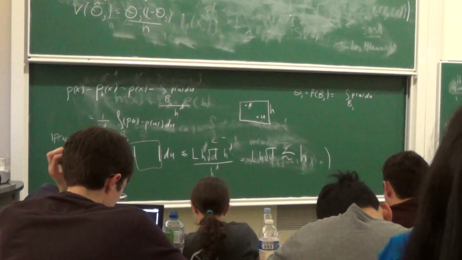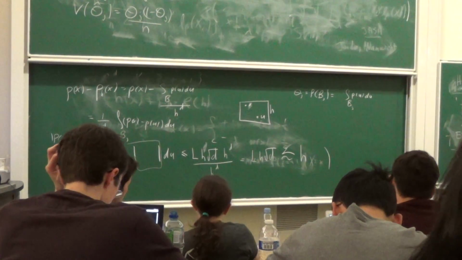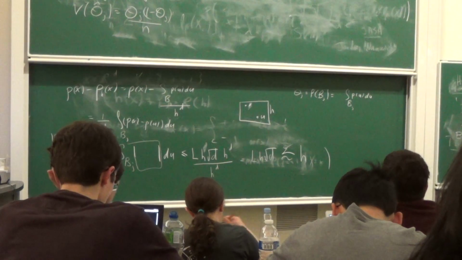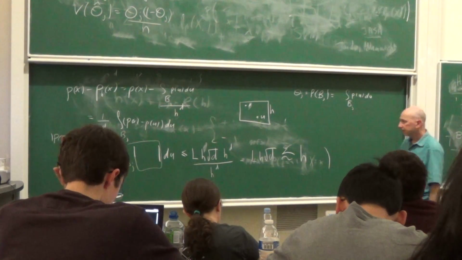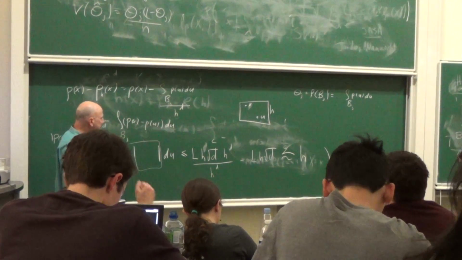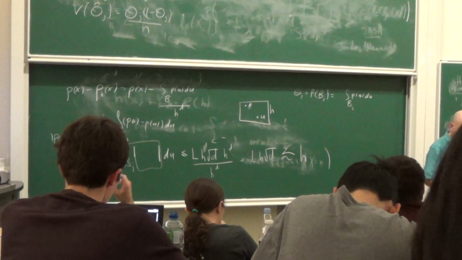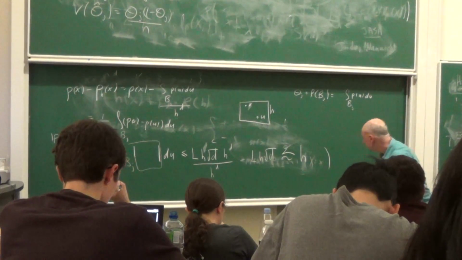Next thing. So, okay, we've now answered one question. What is the bias? It's bounded by something constant. Now we'll do the variance.